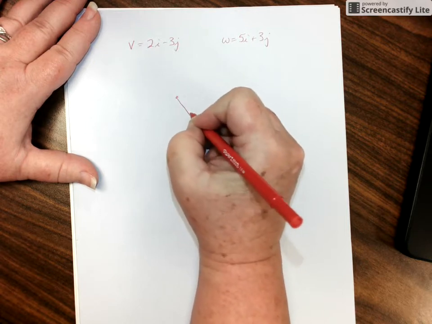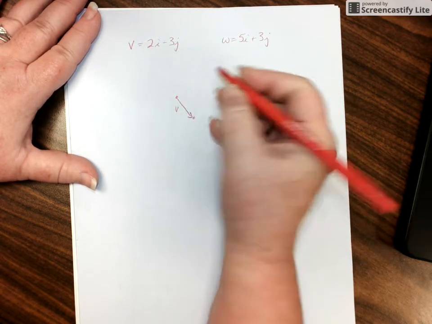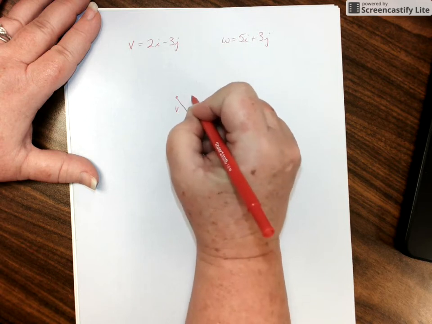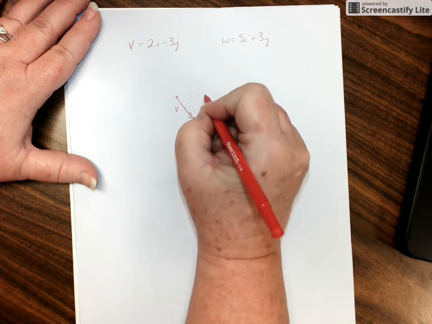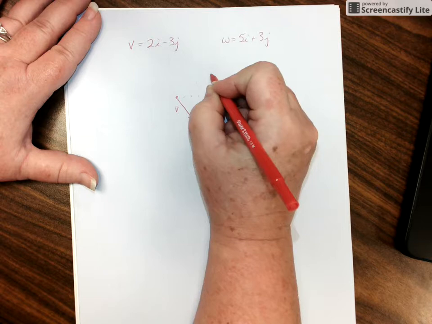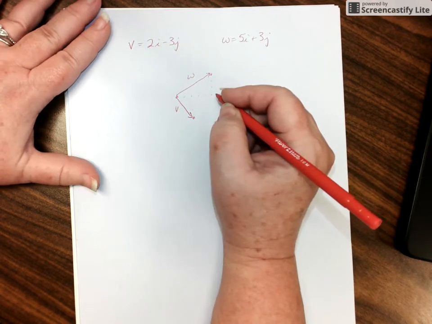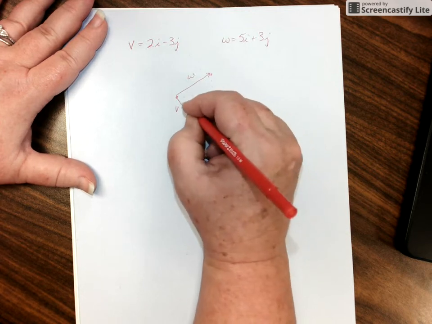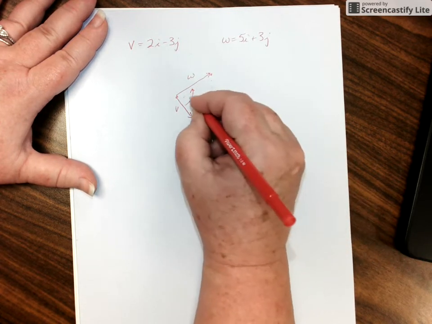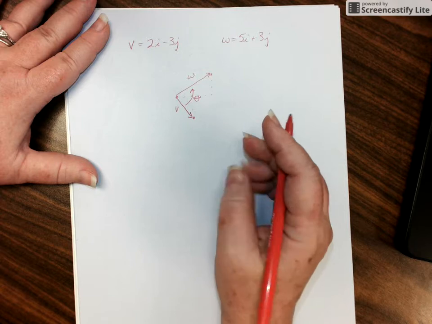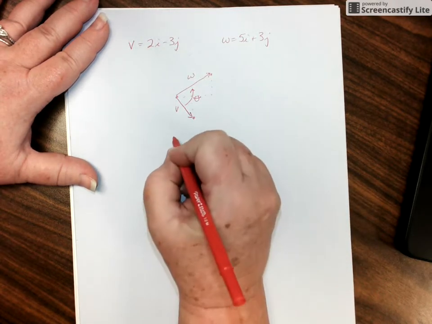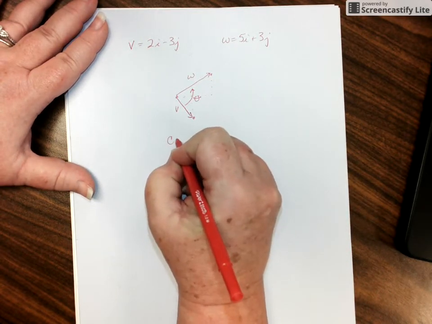So we would draw vector v. And for vector w, it would be 5 units to the right. So that's 1, 2, 3, 4, 5, and then 1, 2, 3. So there is vector w. The dot product can be used to find the angle between vector v and vector w. And the way that we go about doing that is using this formula.